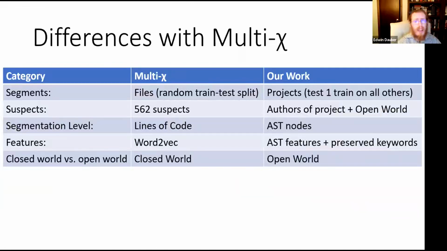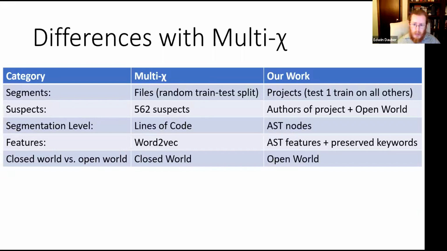So what are the exact differences between this work and Multi-Chi? Some of the differences are in terms of the actual method itself. Multi-Chi segments at the level of lines of code using features from Word2Vec, which gives a deep learning representation of the text of the code. In this work, we segment at the level of abstract syntax tree nodes and subtrees using features derived from the abstract syntax tree.